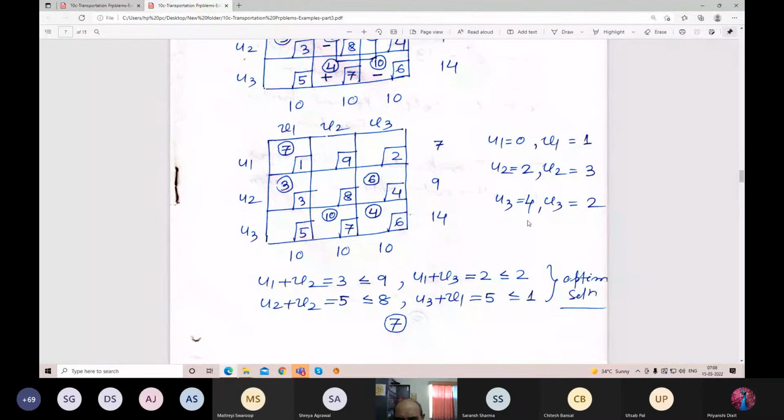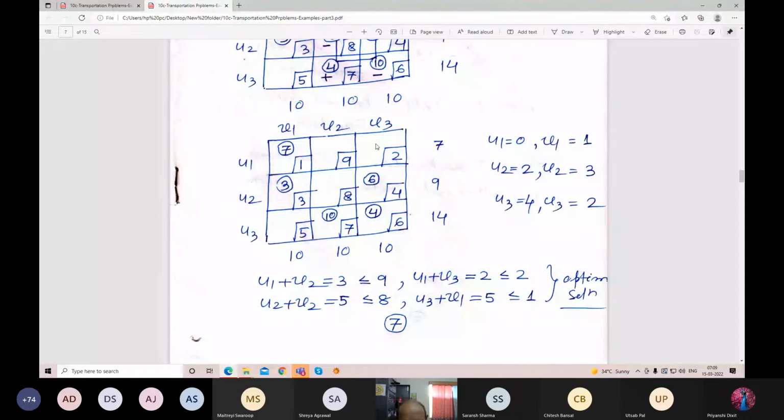So please check these parameters. Is what we have obtained correct or not? Are these parameters correct? Have you checked this one? Now these are for the allocated cells, and which cells are not allocated? Cell number 1,2 is not allocated.